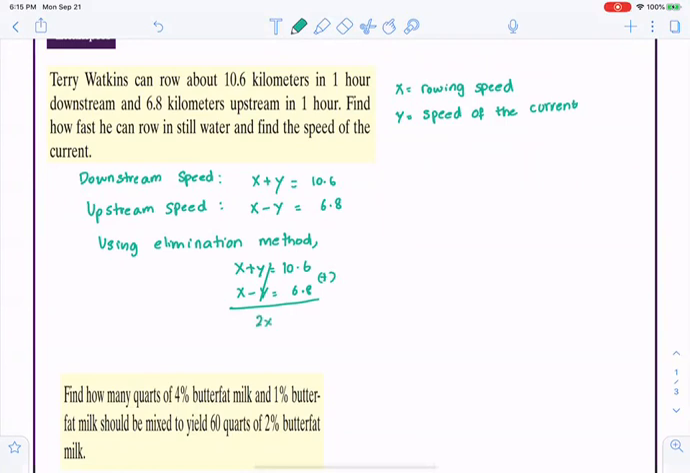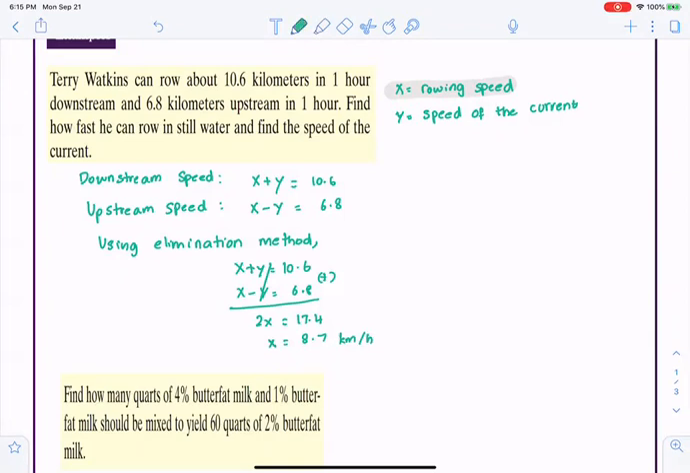So we have 2x is equal to 17.4. Divide by 2 on both sides, and x would equal 8.7. So the rowing speed is 8.7 kilometers per hour, because that's what we defined x to be. x is the rowing speed, and y is the speed of the current. We found one of the variables, so we've got to find the other one.